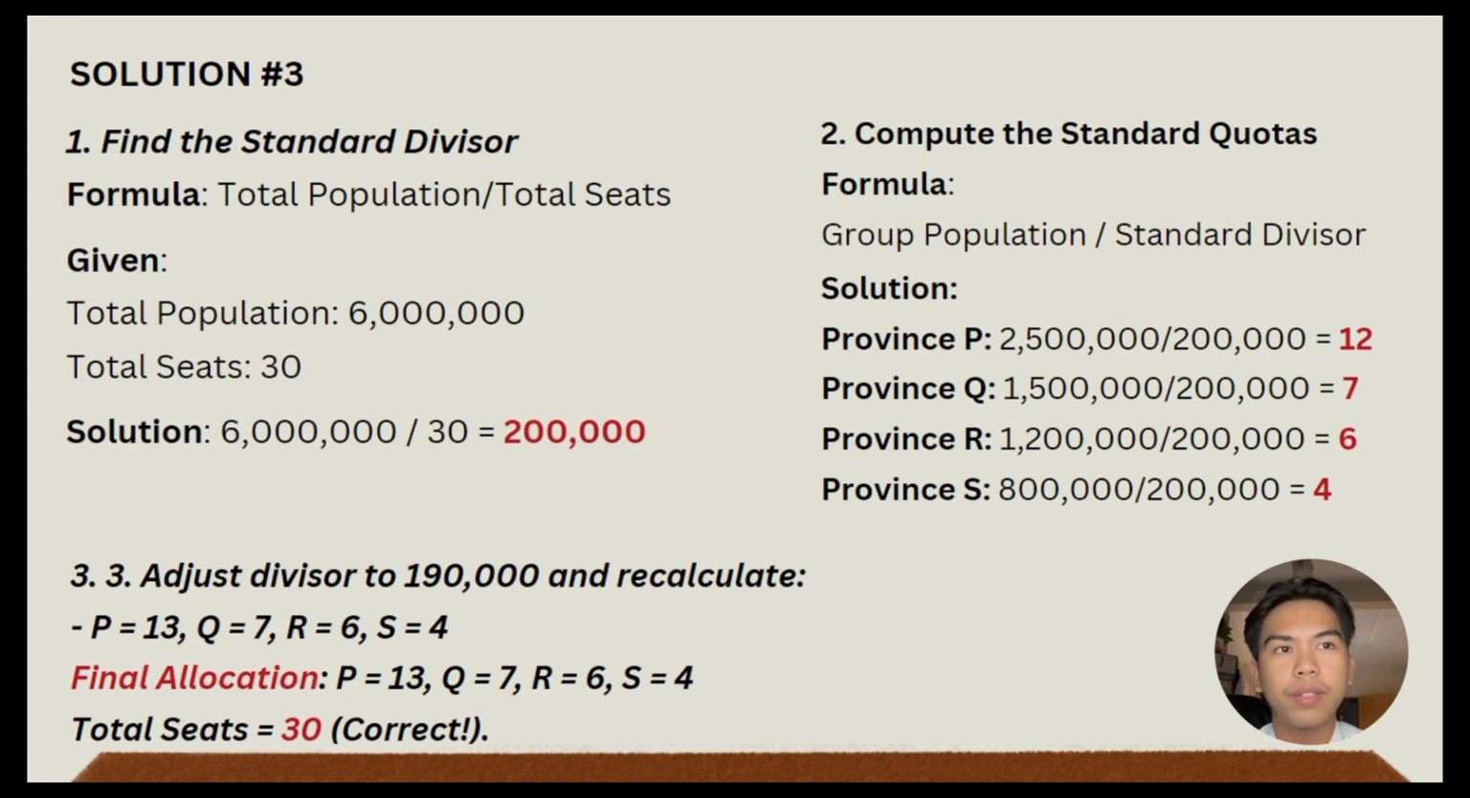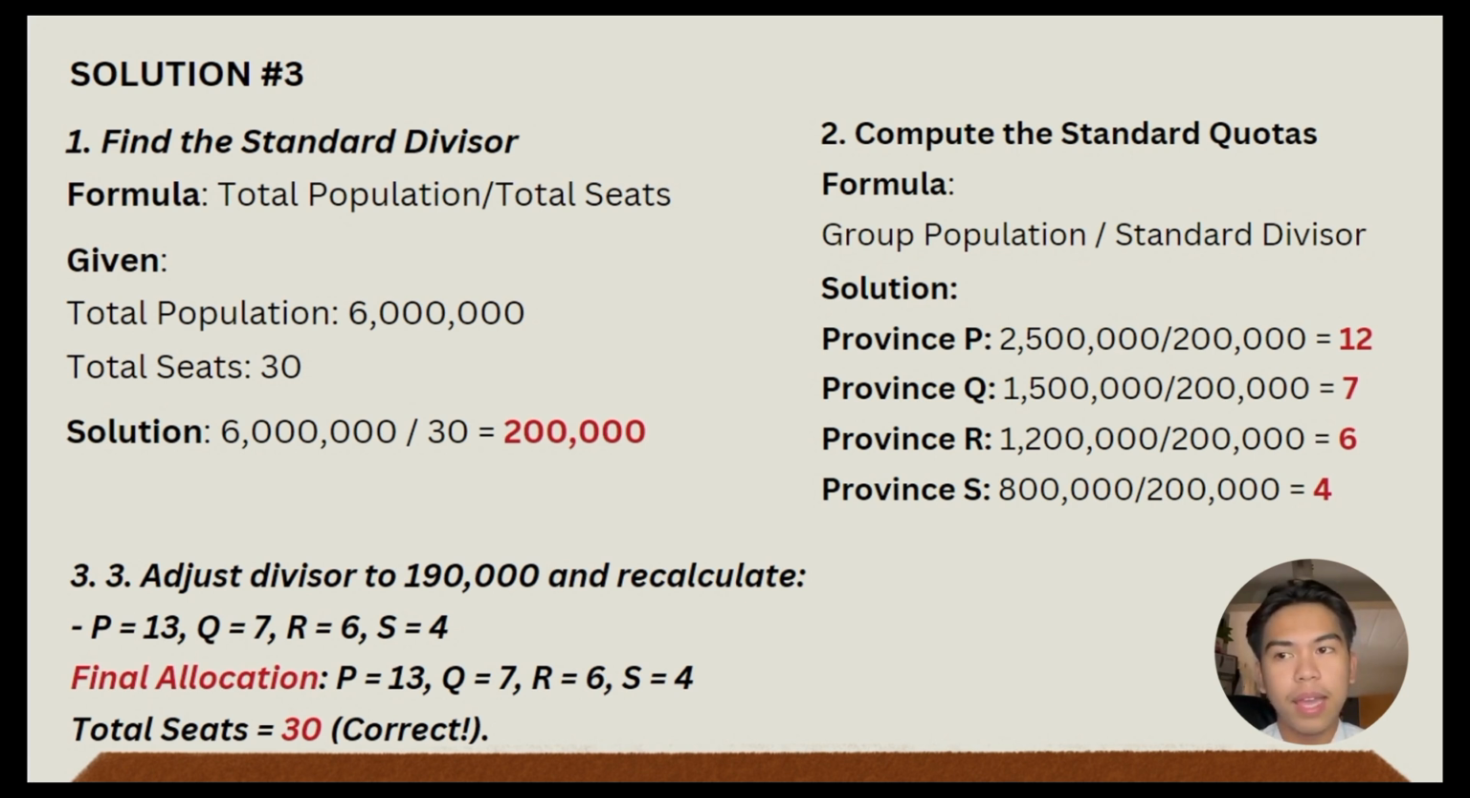So we lower the divisor to 190,000 and recalculate. In province P, we got 2,500,000 divided by 190,000, which is equal to 13.16, or 13. Then Q, we got 1,500,000 divided by 190,000, which is equal to 7.89, or 7. And R, we got 1,200,000 divided by 190,000, which is equal to 6.32, or 6.